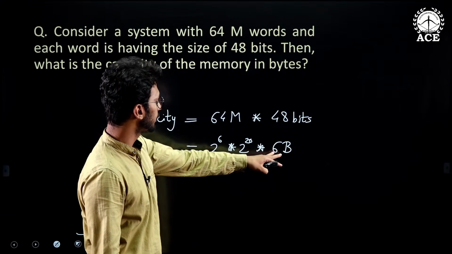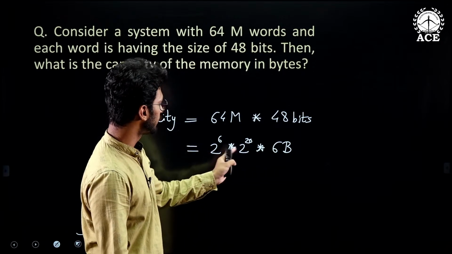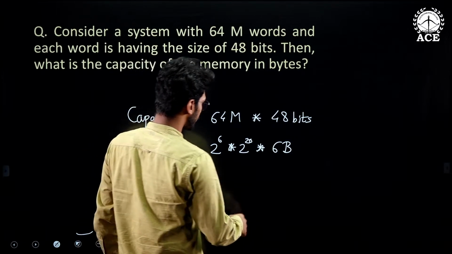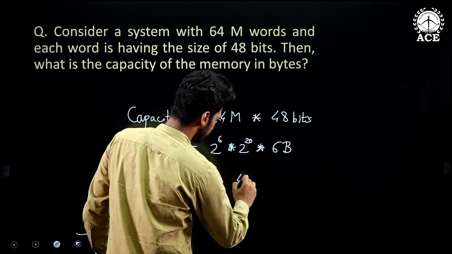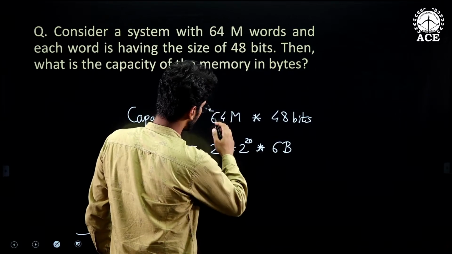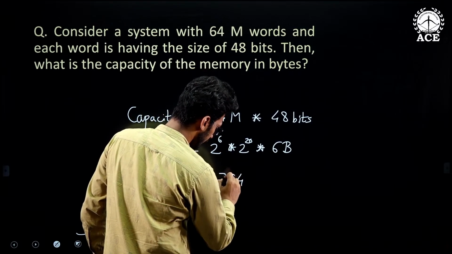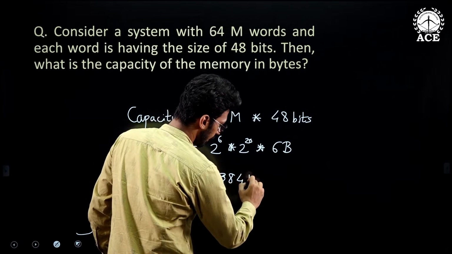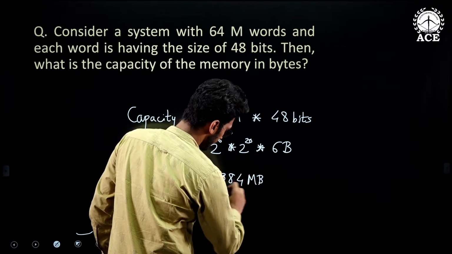I think you can directly multiply 6 bytes with 64, 6 with 2 raised to 6. That will be good. You just do it. 24... 384. This should be the answer. 384 MB. Done.